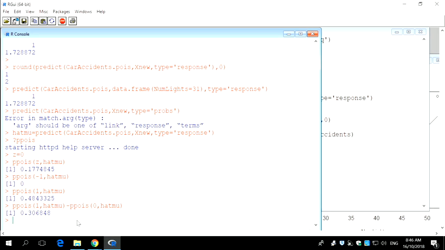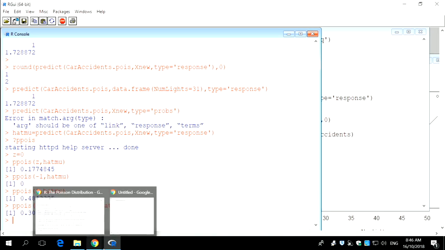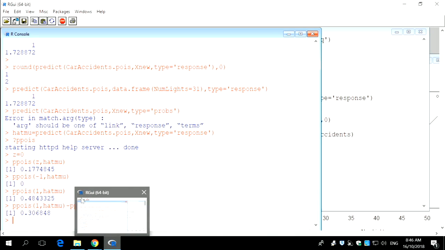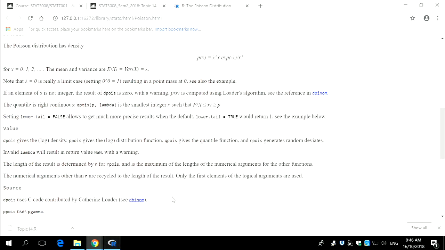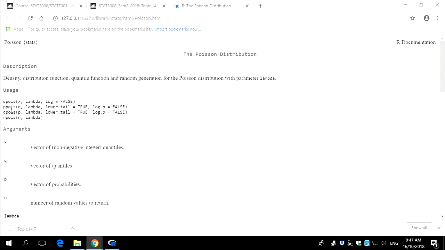And this is the probability that z equals 1. I think this is a little bit beyond the scope of this course. You just need to know that we can compute the estimated probability in this case by using the PPOS function, but you need to read the help in R to understand the PPOS function.